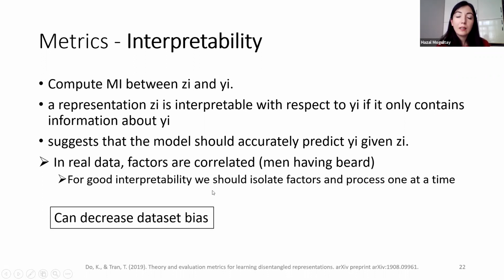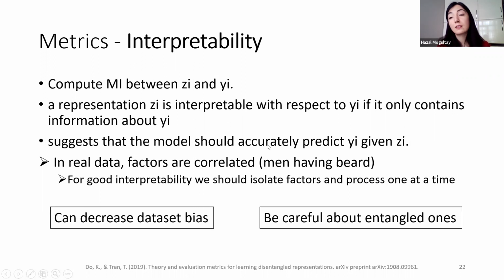Isolating these can decrease the dataset bias if controlled carefully. But also it can mean we cannot disentangle these two. So if these two are entangled, this shouldn't be man and beard. This can be gender and the identity of the person. If they're entangled and we are trying to separate them, we can lose so much information and our model would not work. So this is something you should be careful about when using disentanglement.